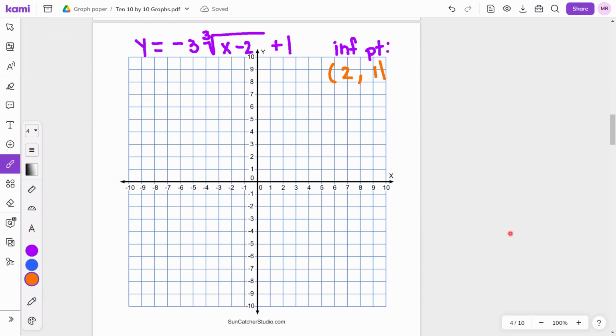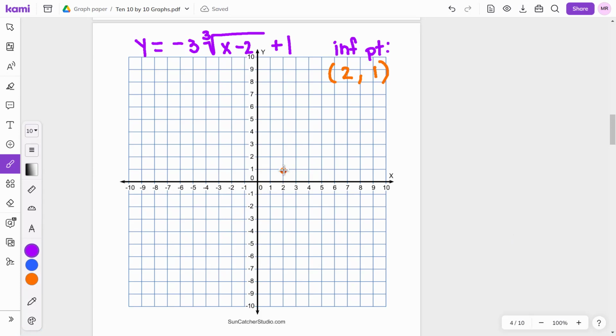Okay, so we are going to go to 2, 1. That's going to be my inflection point. I'm going to change colors just so you can see that's my inflection point. It's part of my graph.